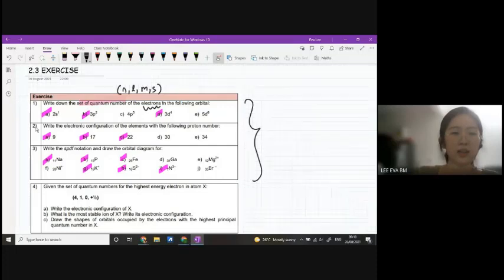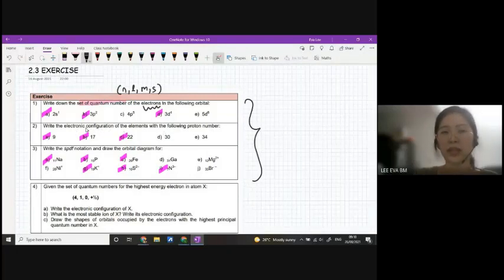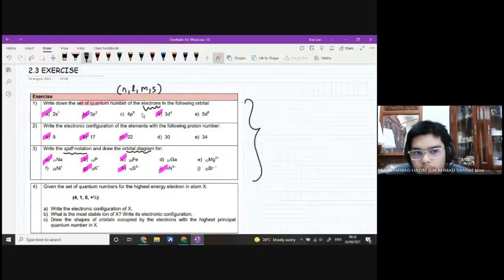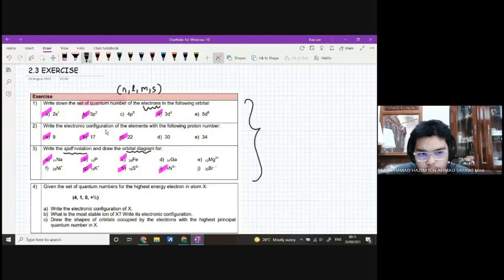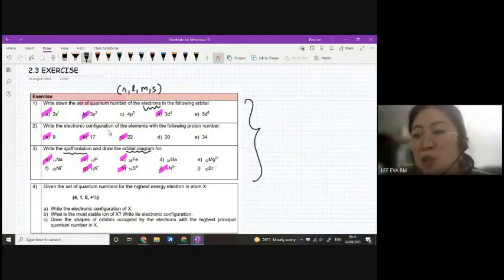Okay. Question number two. You have to do question A, B, C, D and E for your own practice. The one you need to submit is A, B, C. So this one, you write the electronic configuration using the proton number. So proton number 9, 17, and 22. Question C, write the spdf notation and draw orbital diagrams. Kena ada dua, eh? spdf notation and orbital diagram. The electronic configuration is just like how you wrote it just now, isn't it? 1s2, 2s2, those.